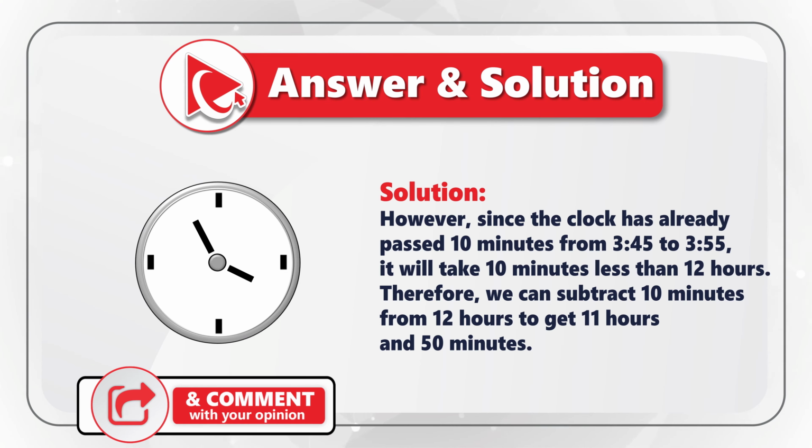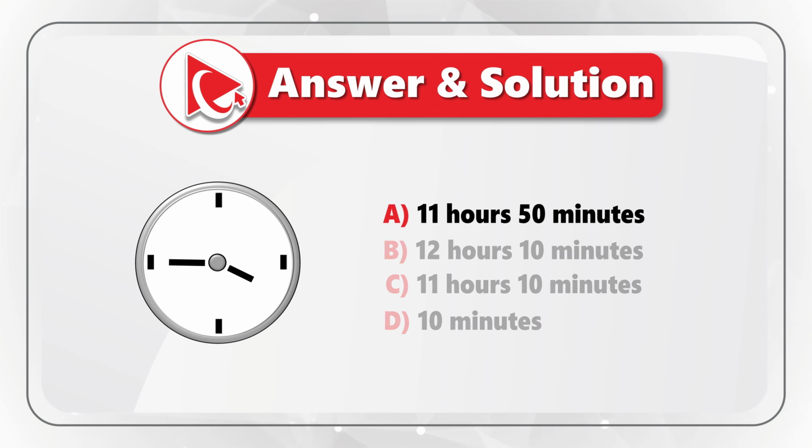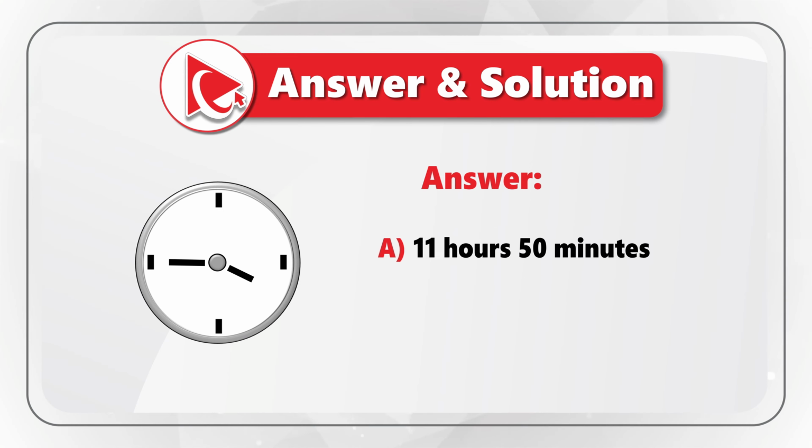Since the clock already passed 10 minutes from 3:45 to 3:55, it will take 10 minutes less than a full 12 hours. This is why we can subtract 10 minutes from 12 hours to get to the answer of 11 hours and 50 minutes. So the correct answer here is choice A, 11 hours and 50 minutes.